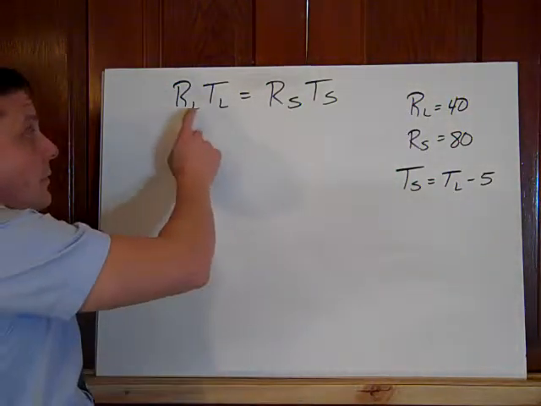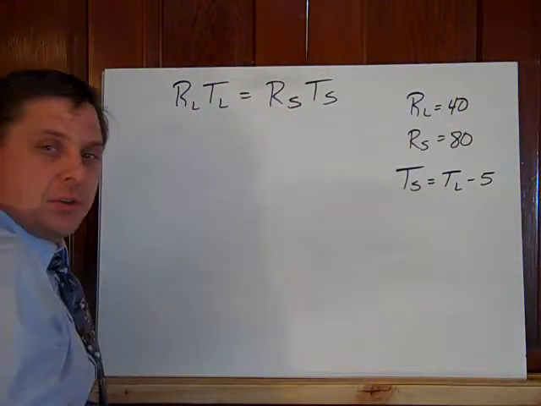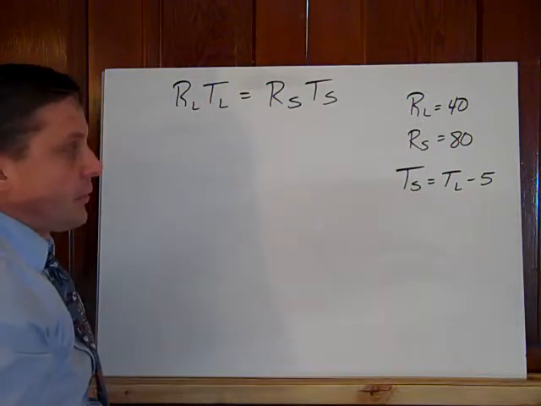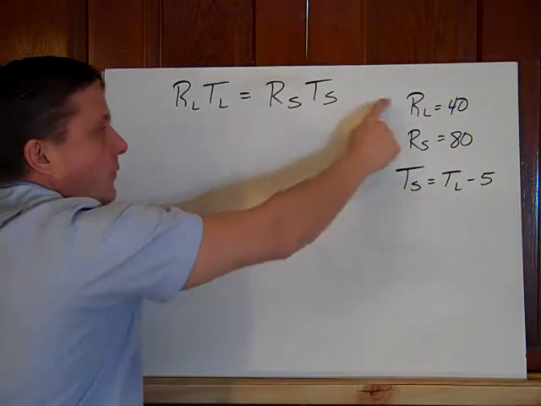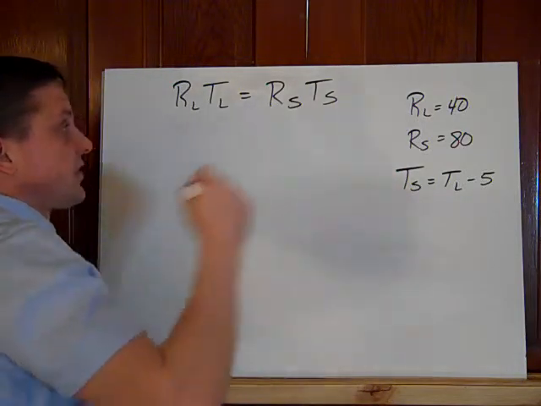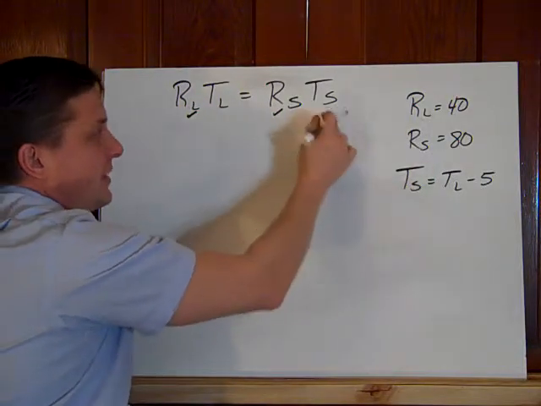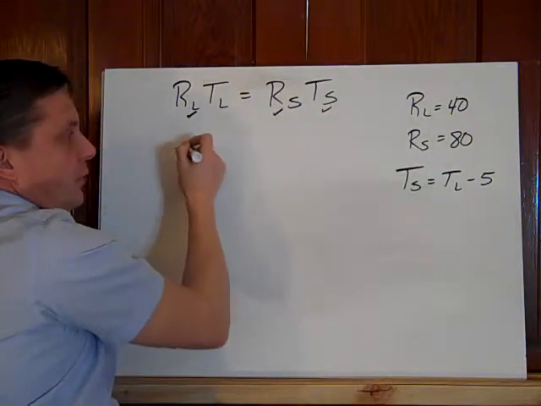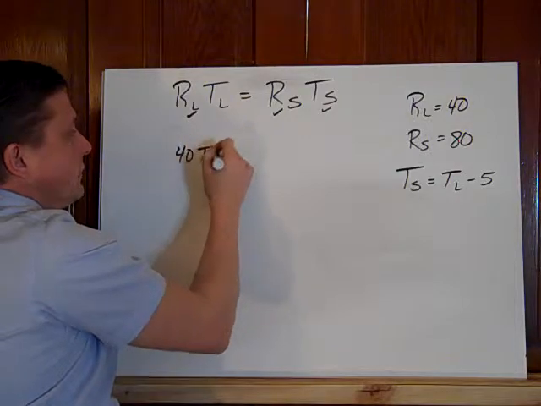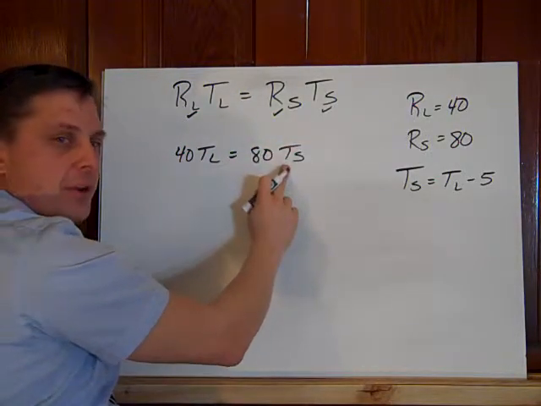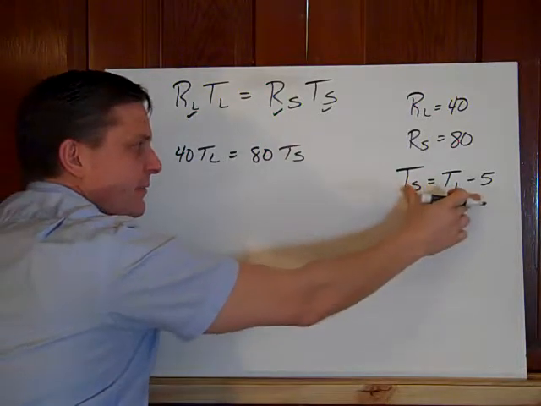Here's a case where RLTL equals RSTS. The distance of Lenny equals the distance of Scott. Alright, and again, we have 4 equations, 4 unknowns. It's solvable. I know RL and RS. And I know TS is equivalent to TL minus 5. So I'll start plugging in. So I get 40 TL equals 80 TS. And this time I waited here because I wanted to show you the numbers going. And now I have these 2 equations.